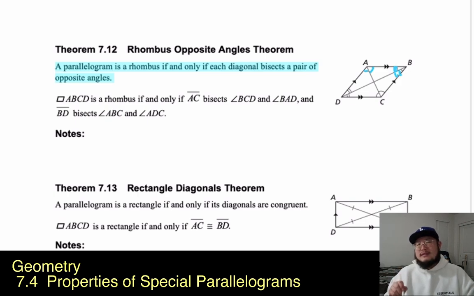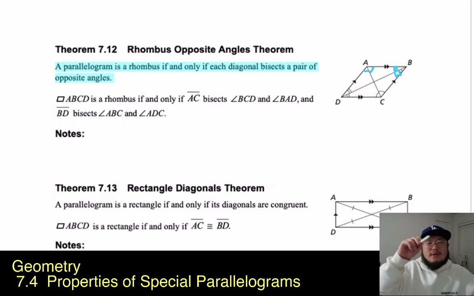Think about this. What else will have the diagonals be bisected? Think about the flow chart. What's below the rhombus? It's the square. So the diagonals of the square will also be bisected as well. Because remember, the square has all of the characteristics above, which is the rhombus and the rectangle and the parallelogram.